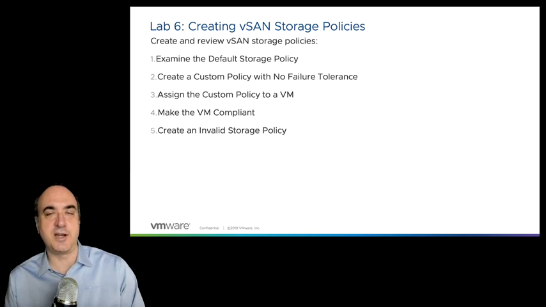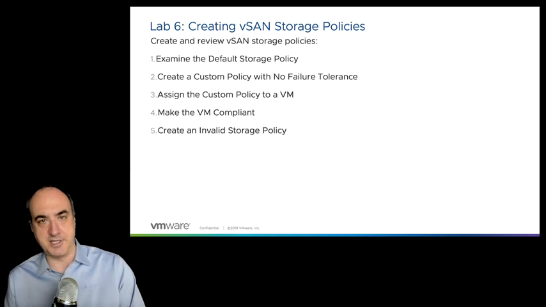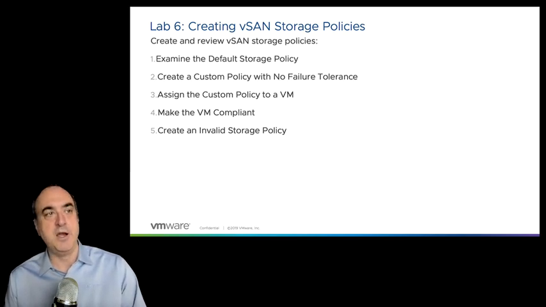So let's try it out. We're going to have you do lab number 6. We already have vSAN, right? That's that compute cluster. I say compute 01, that's a vSAN cluster. So it's all ready to go. All we need to do is take a look at what the default policy is, which is basically a RAID 1 mirror. We'll go ahead and create a custom policy with 0 fault tolerance.